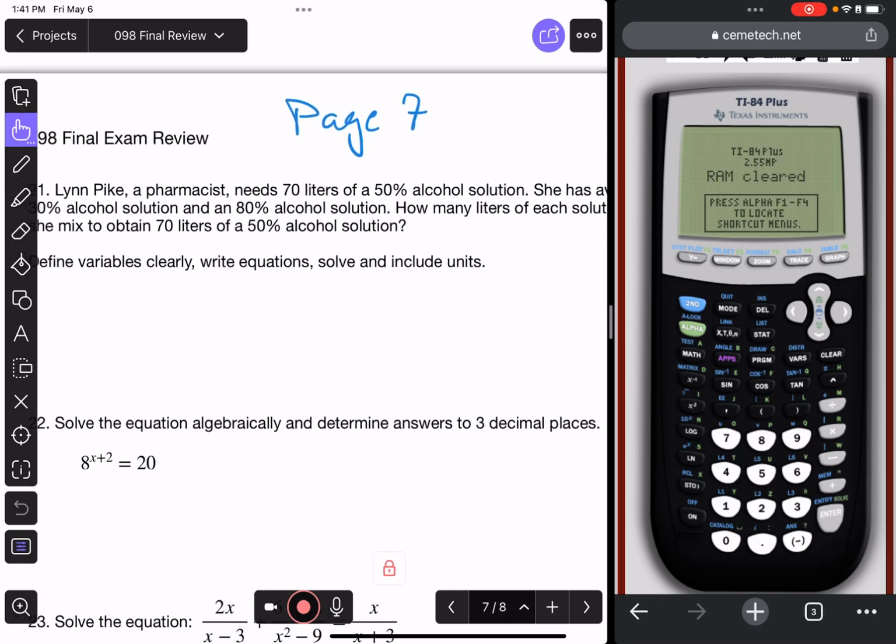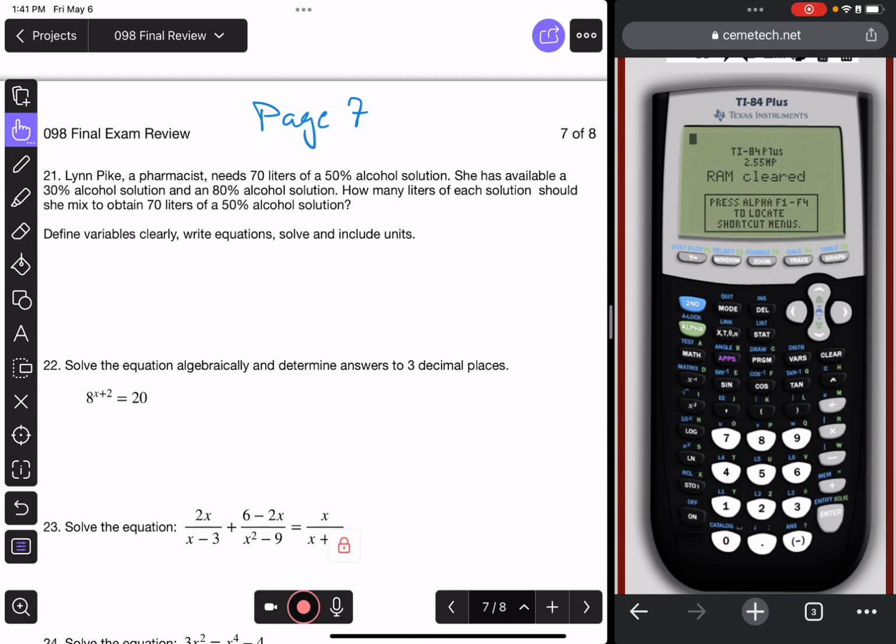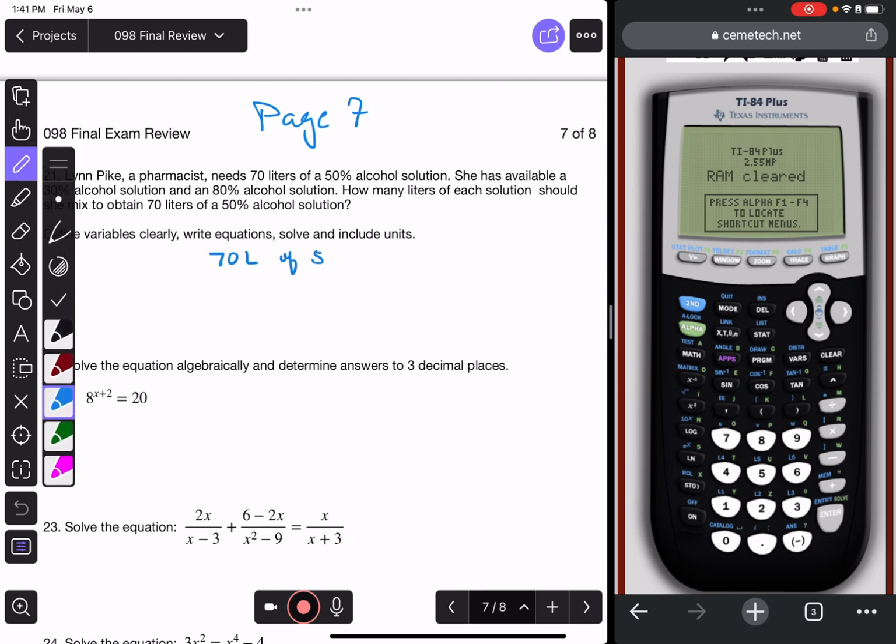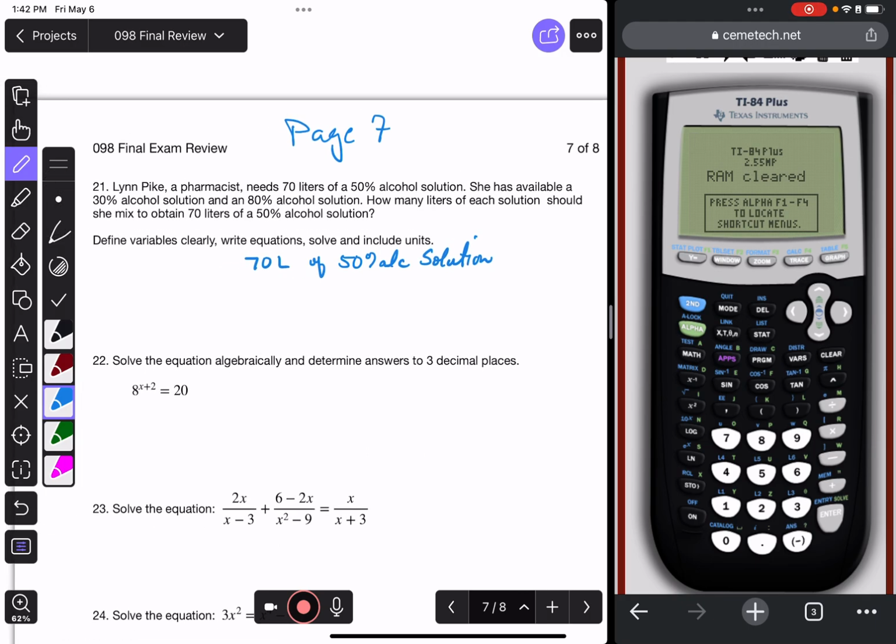All right, here we go, page 7. Lynn Pike, a pharmacist, needs 70 liters of 50% alcohol solution. So it's mixed with water, assumingly. She has available to her 30% alcohol, assume an unlimited amount, and she also has 80%. So she's going to combine these two to somehow come up with a solution that is 50% alcohol.